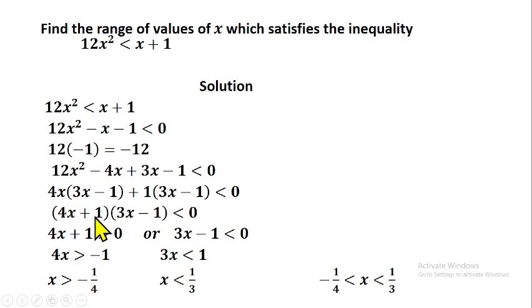From there, we can now combine these two into a single inequality. This is positive, this is negative. So negative comes here, positive comes here. For the positive, you have x is less than 1 over 3. Then for the negative, you have minus 1 over 4 is less than x. In this case it is greater, but when you change it, it becomes minus 1 over 4 less than x. So this is the range of values of x that satisfy the inequality.